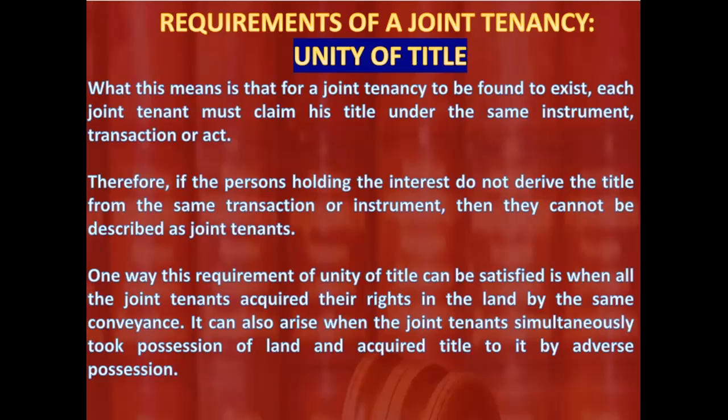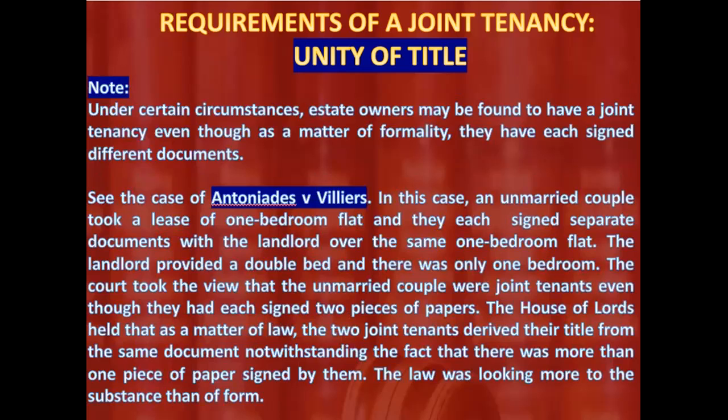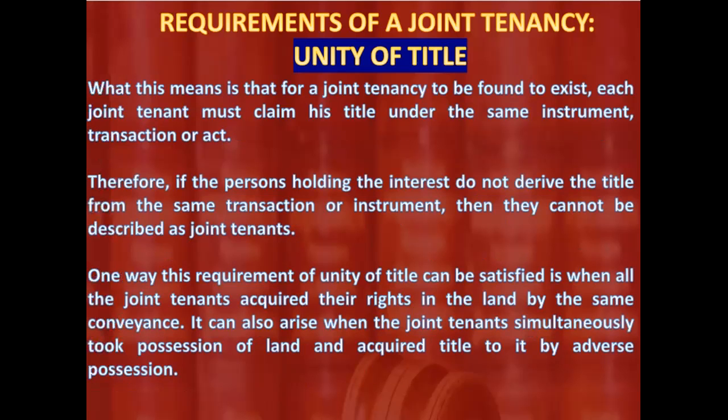So you can have unity of title in the following scenarios I'm about to give. One, if all the joint tenants acquire their rights by the same conveyance, then they will have unity of title and they will be joint tenants. If they all acquire their rights by the same conveyance, so the same deed of conveyance is what conveyed the interest to all of the joint tenants, we have unity of title.